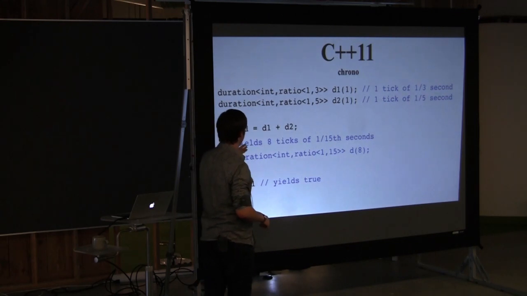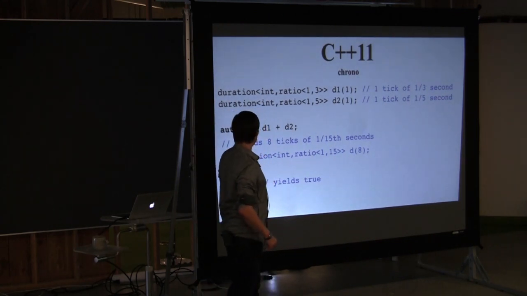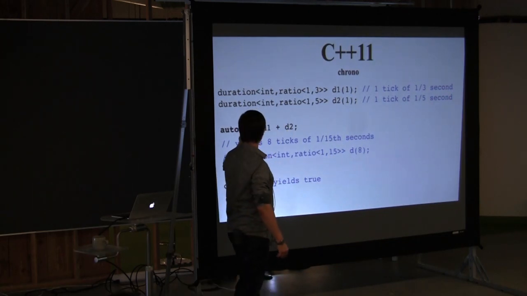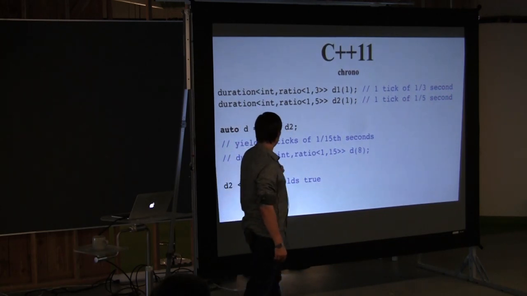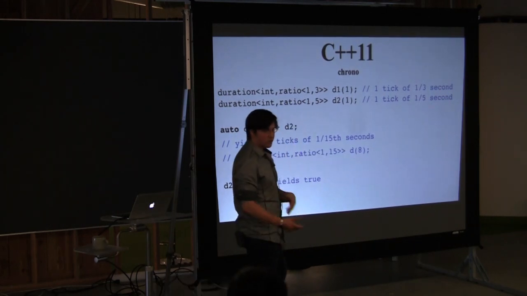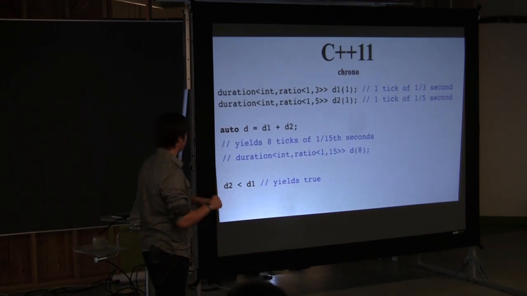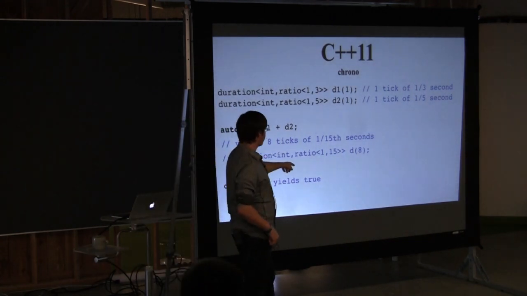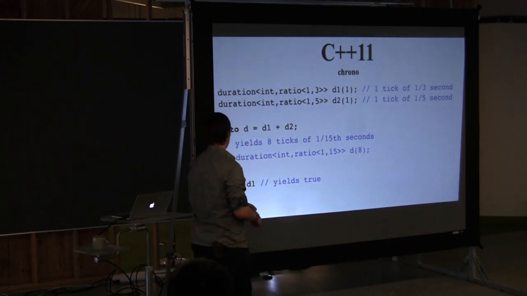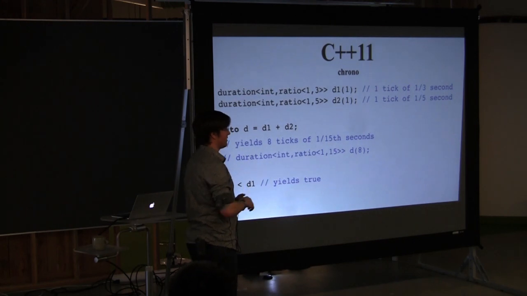This is kind of pretty exciting, I think. If you add D1 and D2 and put it into D, the template machinery in this plus operator will actually make the type of D be this duration int ratio 1/15 and value 8. It will do greatest common denominator at compile time and figure out that it has to be expressed in 1/15 of seconds and say that it's 8. The template engine does greatest common denominator.